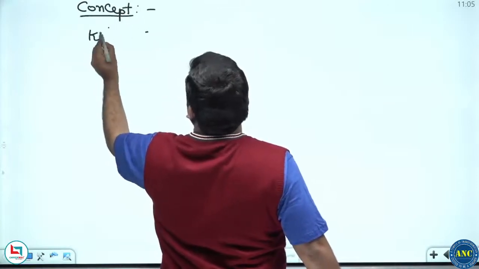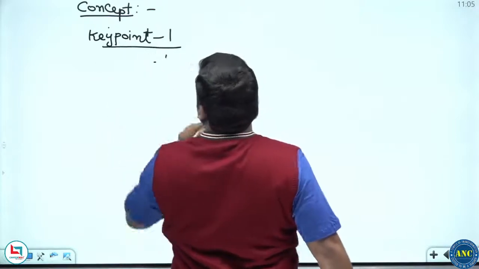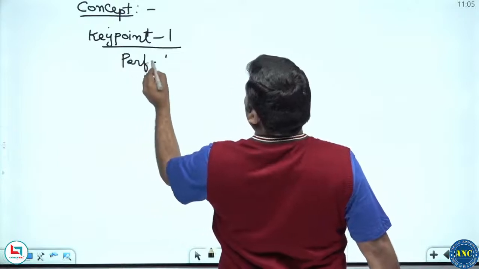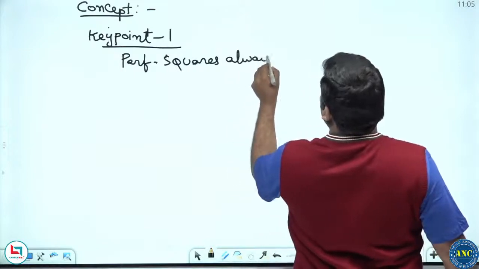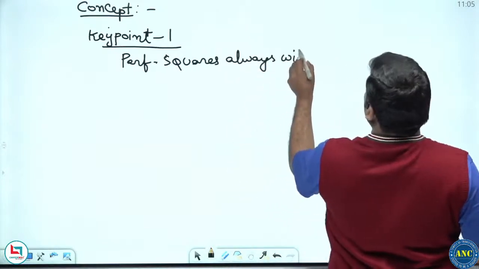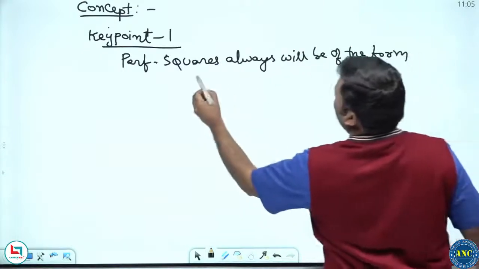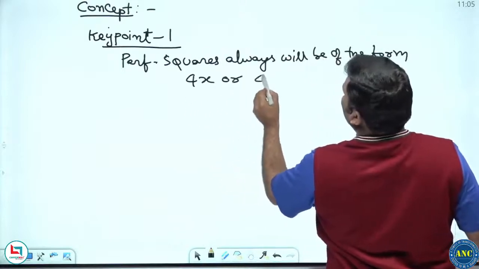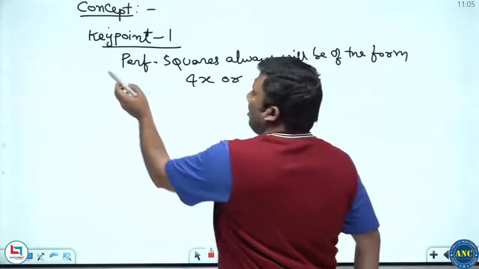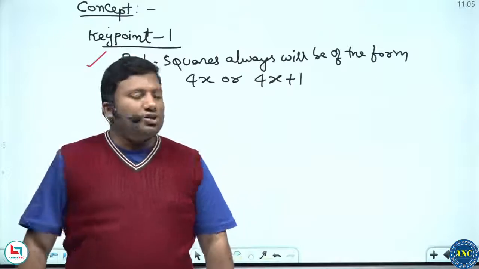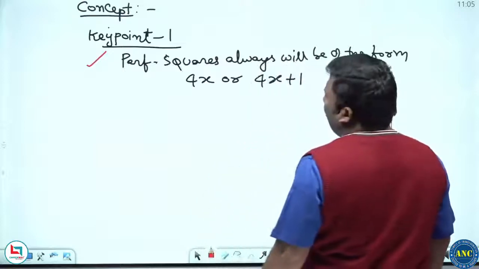Key point number 1. One by one we will discuss the key points. A perfect square will always be of the form 4 into something or 4 into something plus 1. Why? We have already discussed this in our perfect squares class. A perfect square will always be of the form 4k or 4k plus 1.